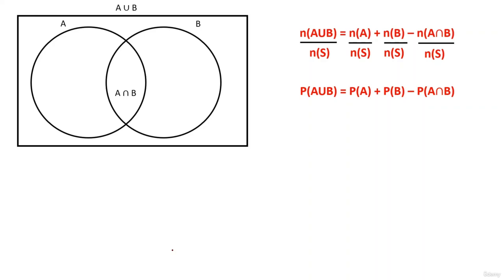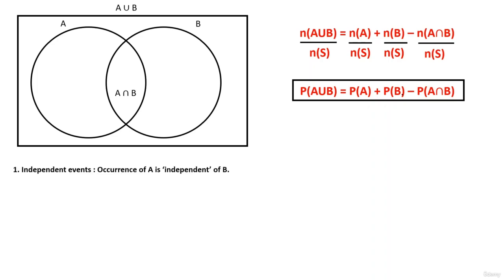Okay, so the probability of either event 1 occurring or event 2 occurring is given by the probability of the first event plus the probability of the second event minus the probability of the two happening together. Now, guys, the two events I'm talking about, A and B in this case, can be mainly of two types.